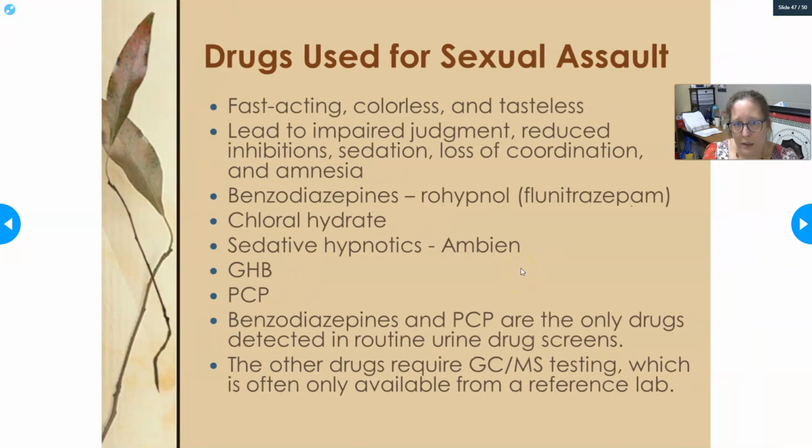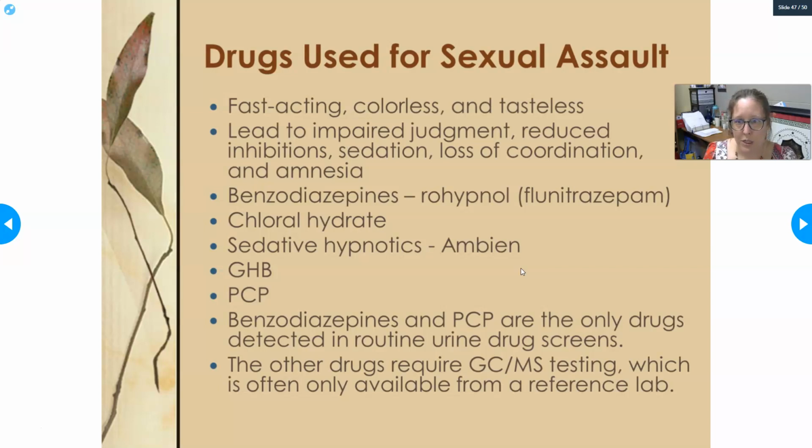And then lastly, unfortunately, drugs used for sexual assault. They are usually fast-acting, colorless, and tasteless. So for that, one should never accept drinks from strangers, things that you have not seen poured. You should never leave your drink unattended. And if you ever see somebody put something in somebody else's drink, you should really tell them right away.